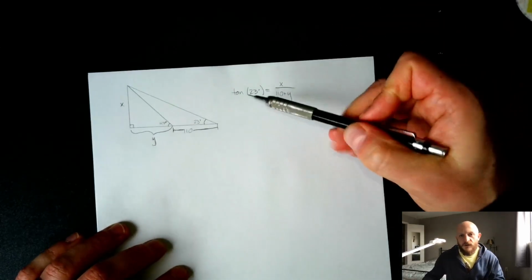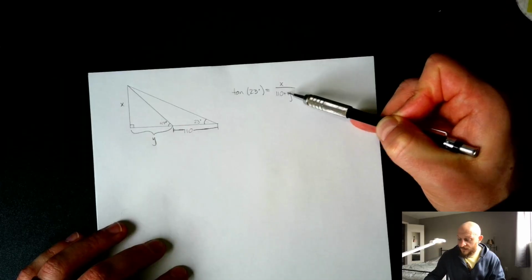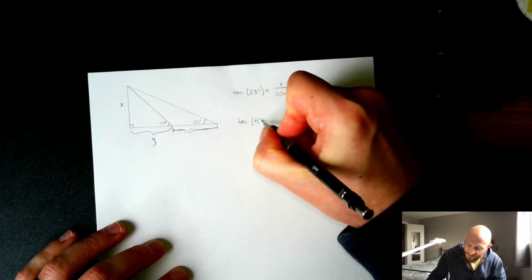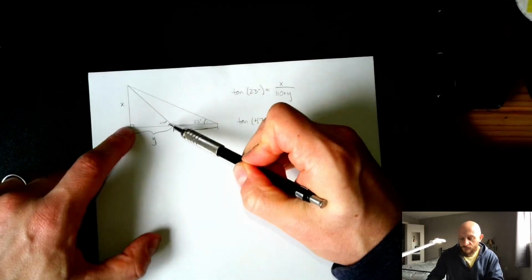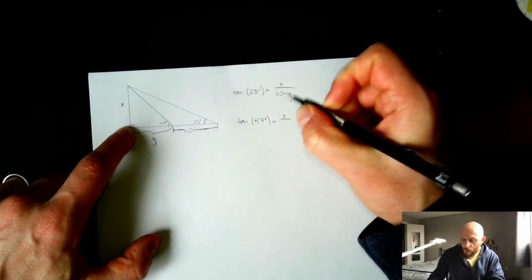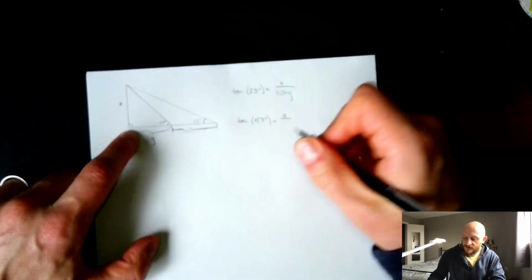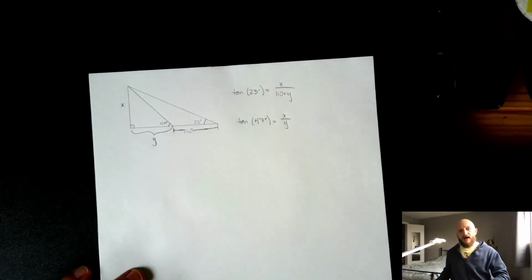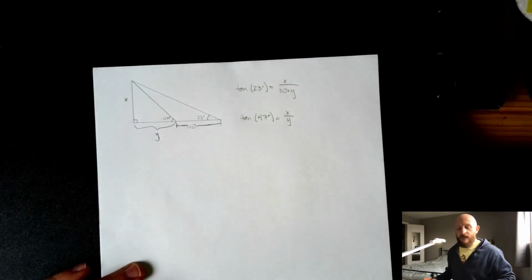So the tangent of 23 degrees is equal to x over 110 plus y. The tangent of 47 degrees in this sort of smaller triangle is going to be opposite, so x over the adjacent, and this time the adjacent side is just y. And now we have two equations with two unknowns, and that is solvable.